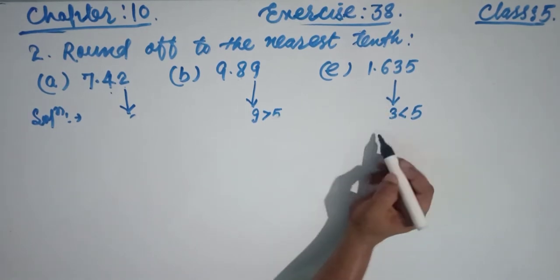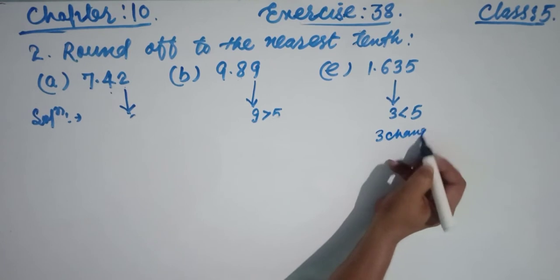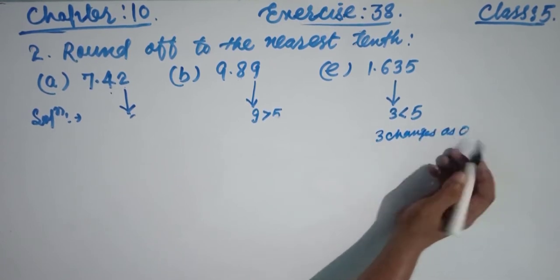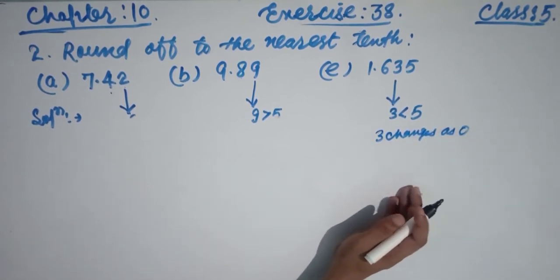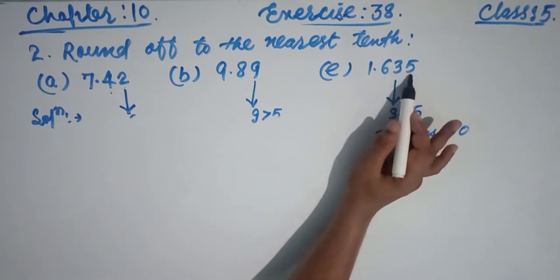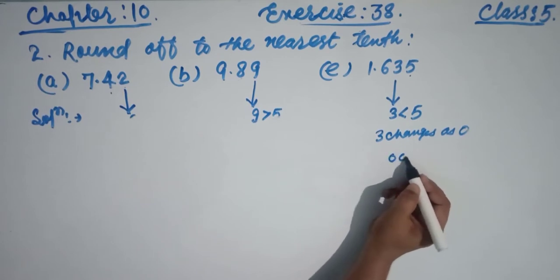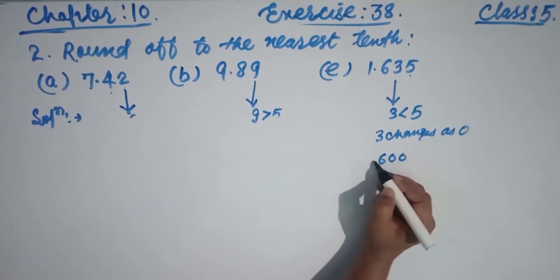And this 6 stays as it is. So this 3 changed as 0, and then all the digits after 3 become 0. So this is 0, 5 as 0, and now 6 as it is, and this is the point, and all the digits as it is.